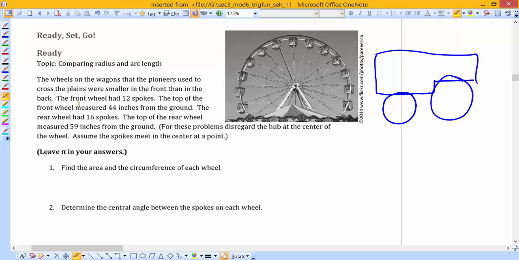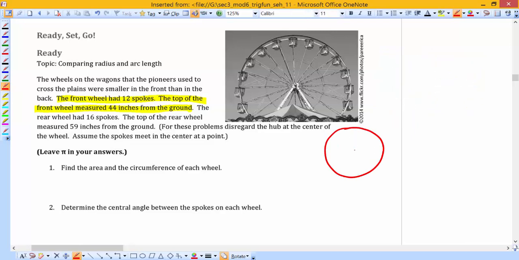So you have to pay attention to the front wheel having 12 spokes and 44 inches from the ground. So a spoke, if I have a circle here, a spoke goes from the center out to the circle. So it's like a radius. So there are 12 of them on the front wheel, and they are all evenly spaced. Spokes are evenly spaced throughout that circle. And then it's 44 inches from the ground. So from here to here is 44 inches.